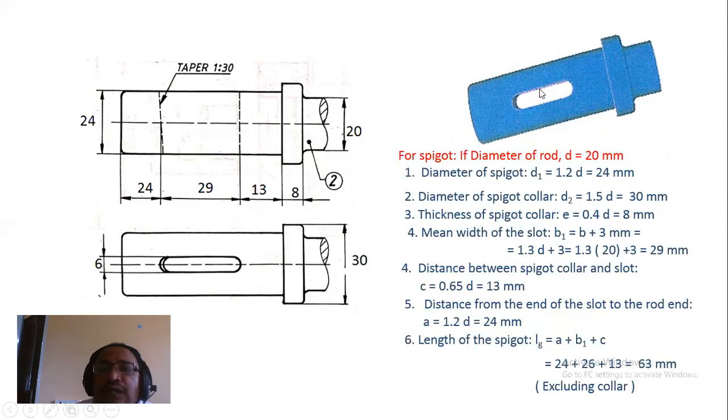The mean width of the slot, actually, is from here to this point. It is 29 millimeter. The distance between the spigot collar and the slot, from here to here, is represented by c. The distance from the end of the slot to the rod end, from here to this one, is 24 millimeter. Excluding the collar, the length of the spigot is a plus b1 plus c. It is 63 millimeter.